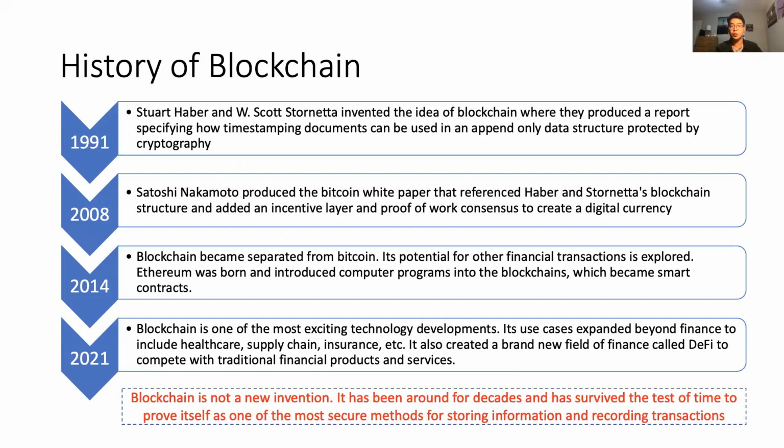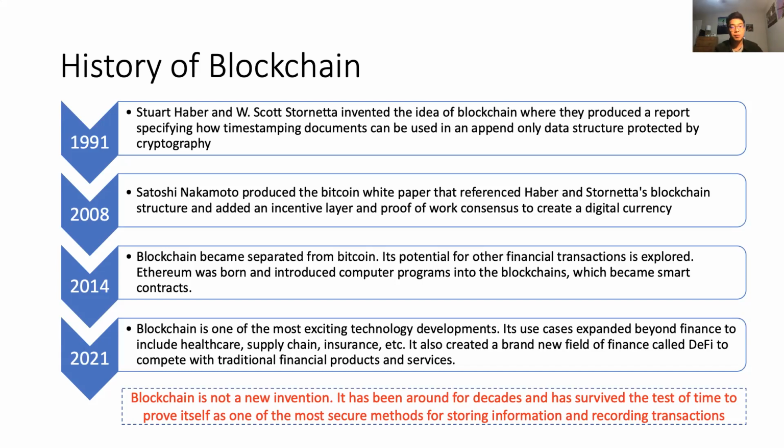In 2008, I think we all know Satoshi Nakamoto. He produced a Bitcoin white paper that referenced Haber and Stornetta's blockchain structure and added an incentive layer and proof of work consensus to create this digital currency, right? Blockchain at its core is a technology. What Nakamoto did was make it into a currency by adding proof of work and incentive.